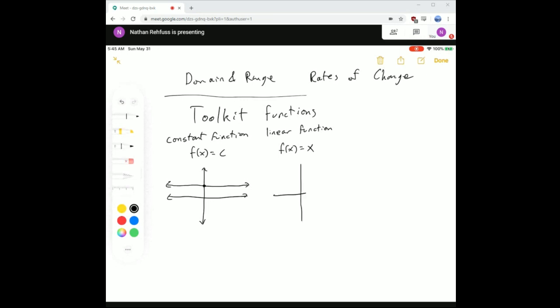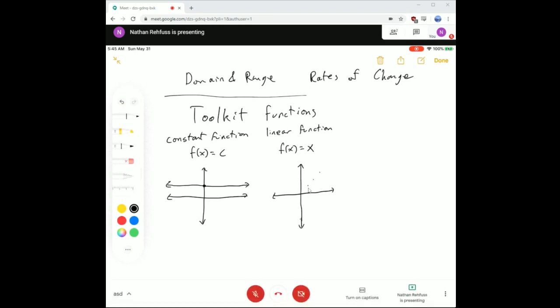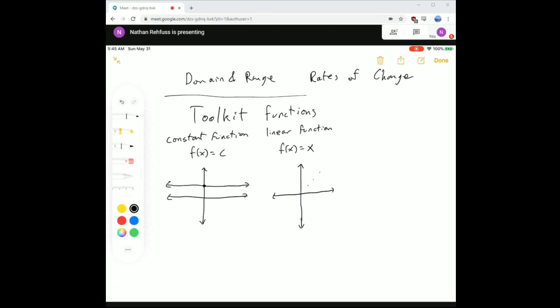So think about this. When the input is 1, the output is 1. When the input is 2, the output is 2. When the input is 3, the output is 3. So I've graphed (1, 1), (2, 2), and (3, 3) here. But that works in the negatives as well. No matter what input I give, the output is the same. So the graph is going to look like this.